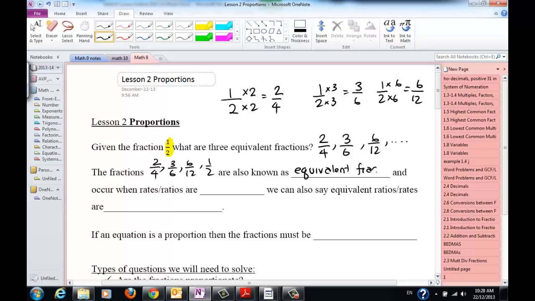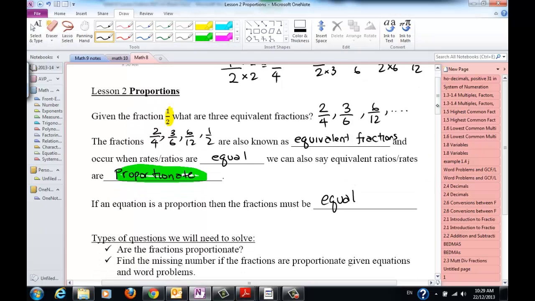Something you've seen before. And they occur when the rates are equal. We can call these rates as well. We also can say that the equivalent rates or ratios are proportionate. So this is the new vocabulary for today: proportionate. If an equation is proportionate, then the fractions must be equal.